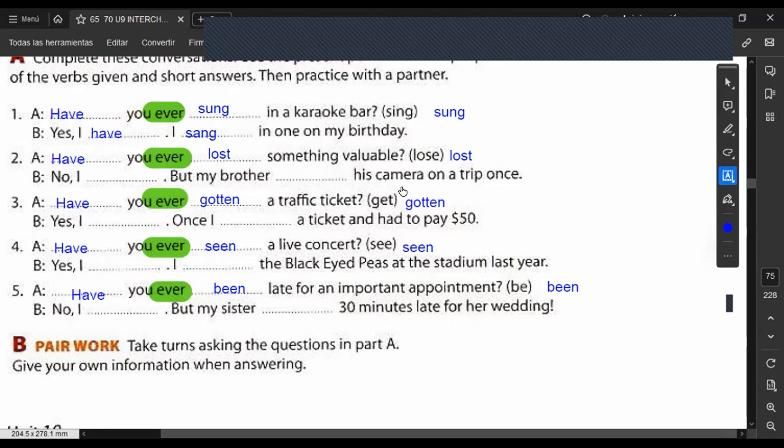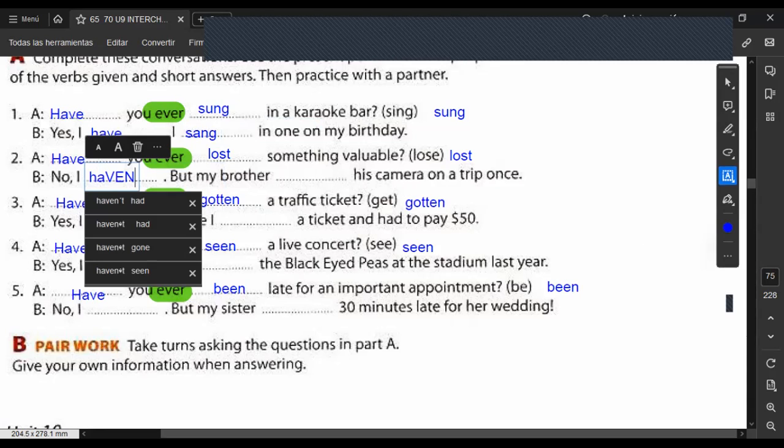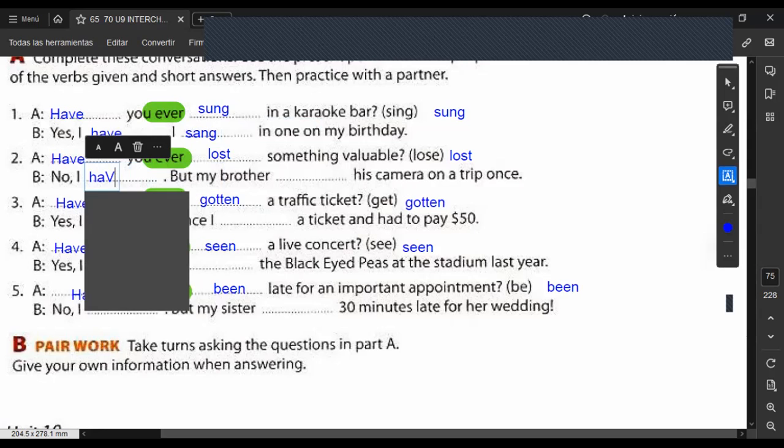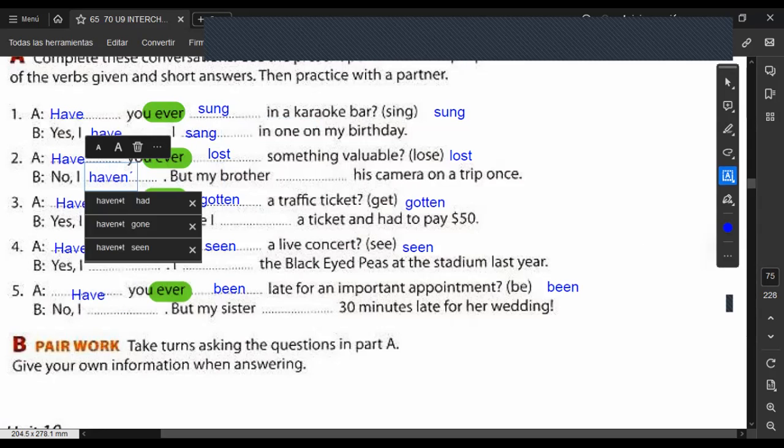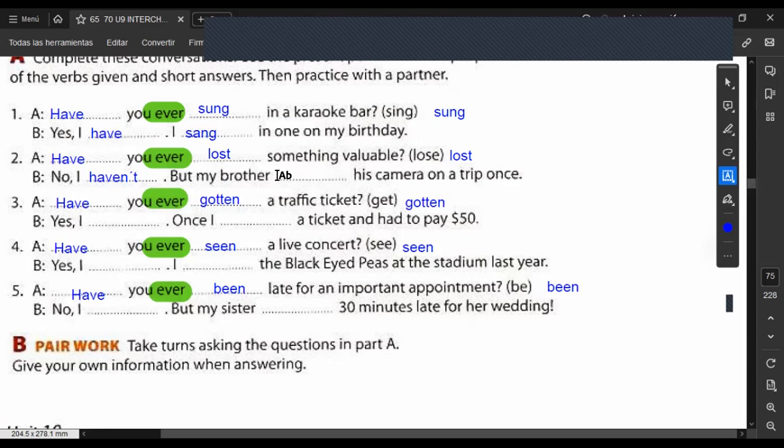Have you ever lost something valuable? ¿Has perdido alguna vez algo de valor? Valuable. No, I haven't. But my brother lost his camera on a trip once. Él perdió su cámara en un viaje una vez.